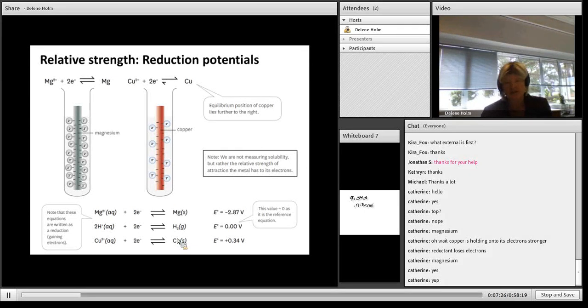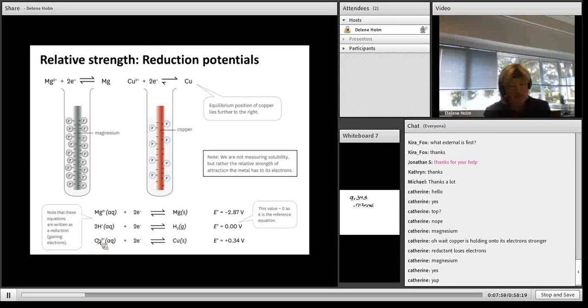We always have to relate things because there are no absolute measurements. So we simply say, if hydrogen is 0, how do the others relate to it? Now, if you look at these values, you'll see the magnesium is negative and the copper is positive. We'll explain that just now. But as we can see, if magnesium is a stronger reductant, it has a more negative value, and if copper is a weaker reductant, because it holds onto its electrons more strongly and doesn't want to hand them over, it's got a positive value.